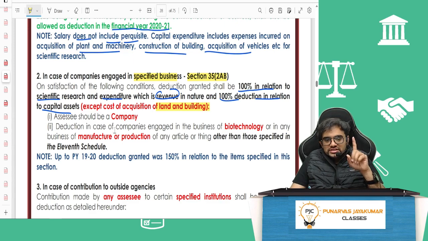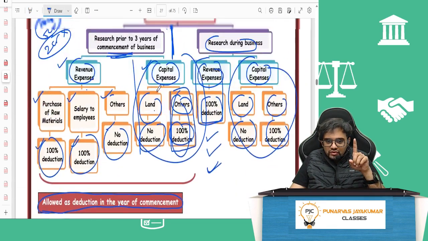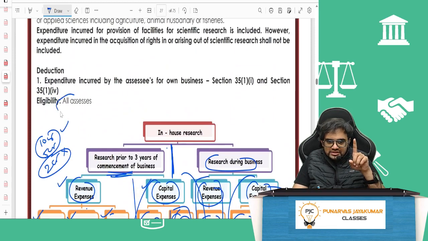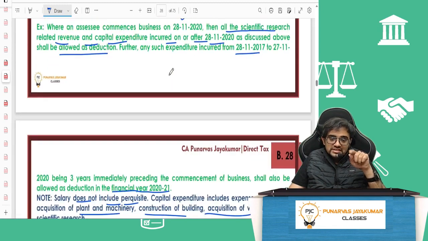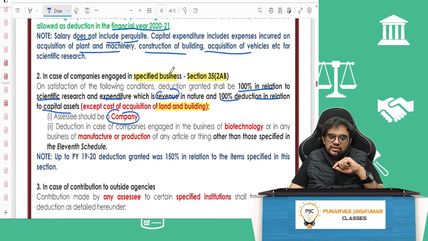So what are the conditions here? Here SSE should be a company. For other than companies, they can go here. Here it is for all SSEs, mind you. These are the minute differences. For all SSEs, 35(1)(1). For company SSE, specified business, 35(2)(ab). So what should be the specified business? Deduction in case of company, in the case of biotech, or earlier it used to be chemicals and petroleum, etc.